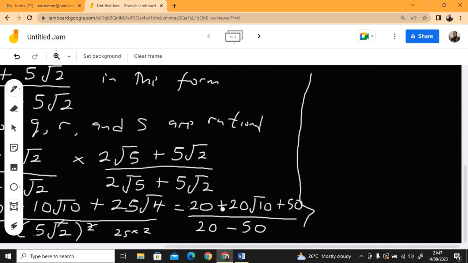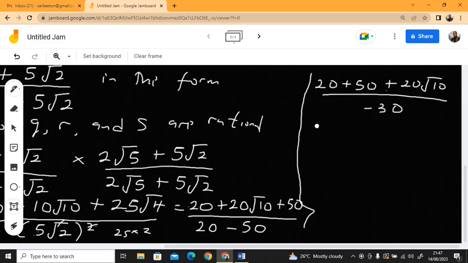No problem. So let's collect like terms. We have 20 plus 50 plus 20 root 10, all over. Now 20 minus 50 is what? Minus 30. Now 20 plus 50, that is 70, plus 20 root 10, over minus 30.